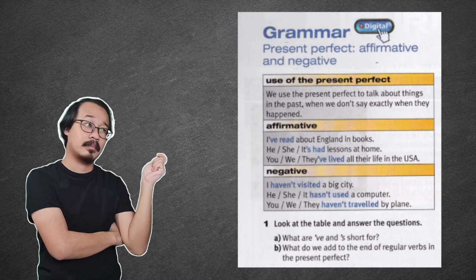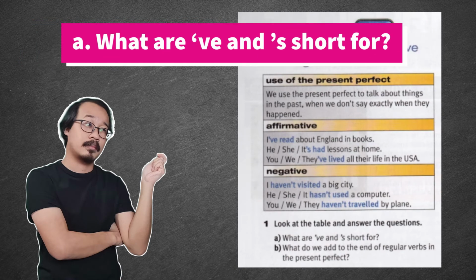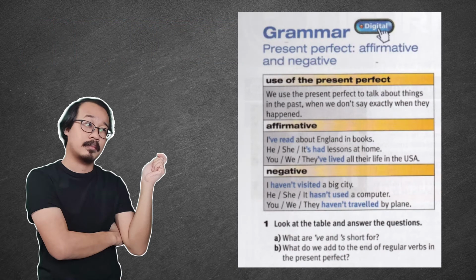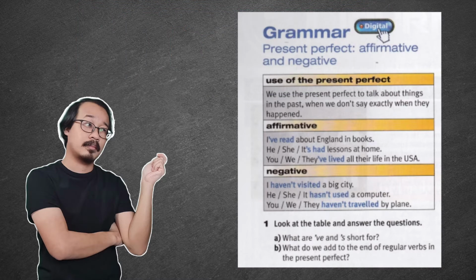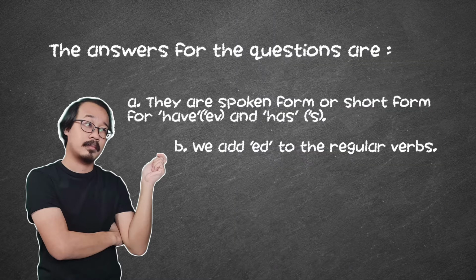The first question is, what are 've and 's short for? And the second question is, what do we add to the end of regular verbs in the present perfect? I'm gonna give you some time to figure out the answers for the two questions, and then we'll come back to the questions. The answers for the two questions are A. They are the spoken form or short form for have and has. And for B, we add ed to the back of the regular verbs.